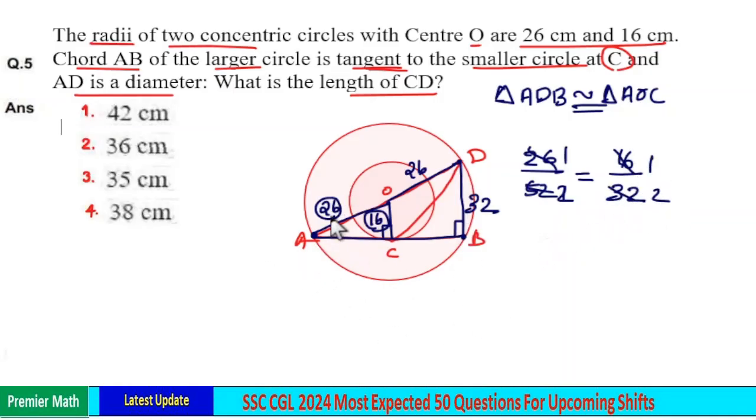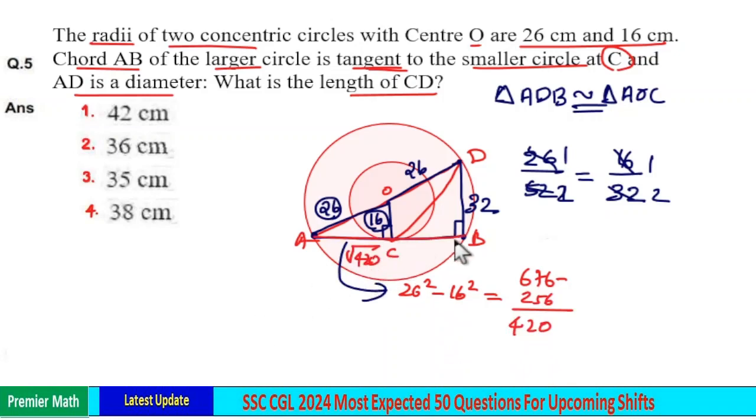And here this is 26 and this is 16, which means this side is equal to root of 26 square minus 16 square, which is equal to 676 minus 256, which is 420. So this side is equal to root 420. Same way, this side is also root 420. AC is equal to CB. Then we can find CD.